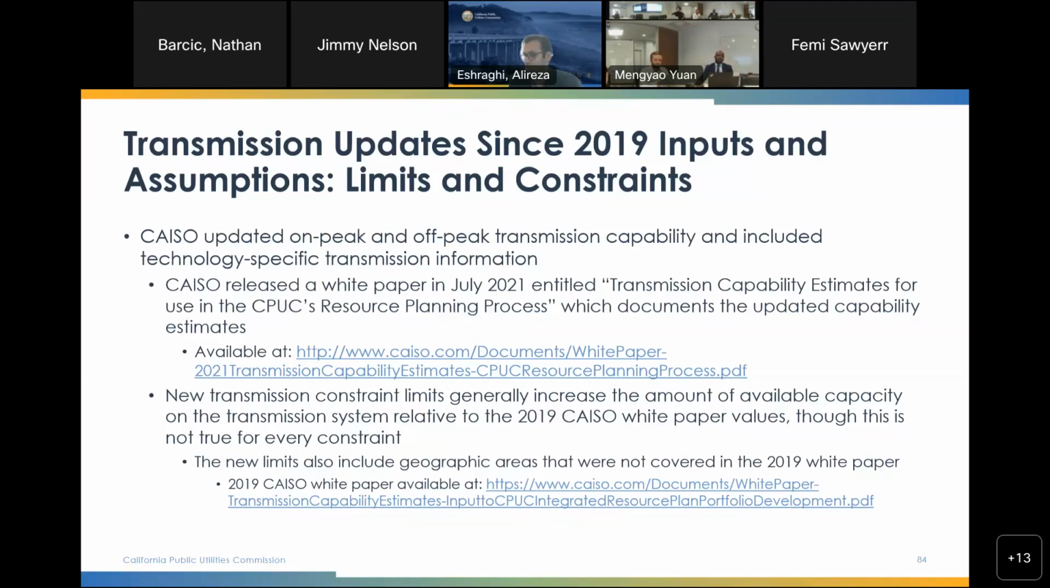In addition to that, CAISO also updated the transmission representation by moving from the renewable energy transmission zones to actually representing proxies of the physical transmission constraints. And so that information was also updated, in addition to updating the available capacity on the transmission system relative to what was in the 2019 CAISO white paper values. So this represented new information on online resources, as well as availability of transmission due to technology-specific considerations like how much utilization solar and wind have in certain locations, as well as consideration of the transmission utilization of battery storage resources. Next slide.